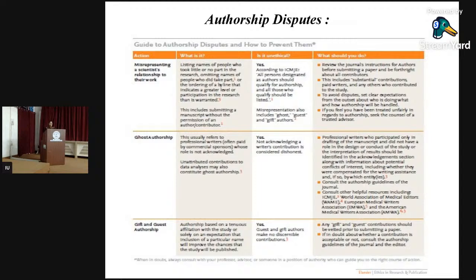Okay, it's not very visible. So these are authorship disputes. Is it visible to you? Authorship disputes. This is the guide to authorship disputes and how to prevent them. So on this side you have the action. Misrepresenting the scientist's relationship to their work is the action that has been performed. And what kind of action is it? Listing names of people who took little or no part in the research.